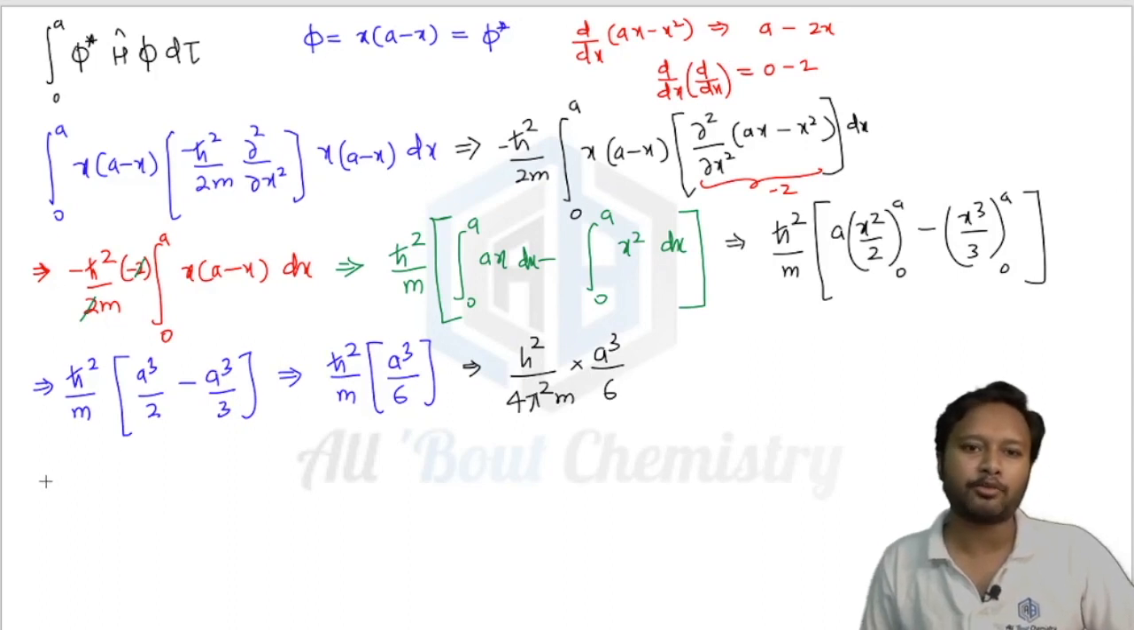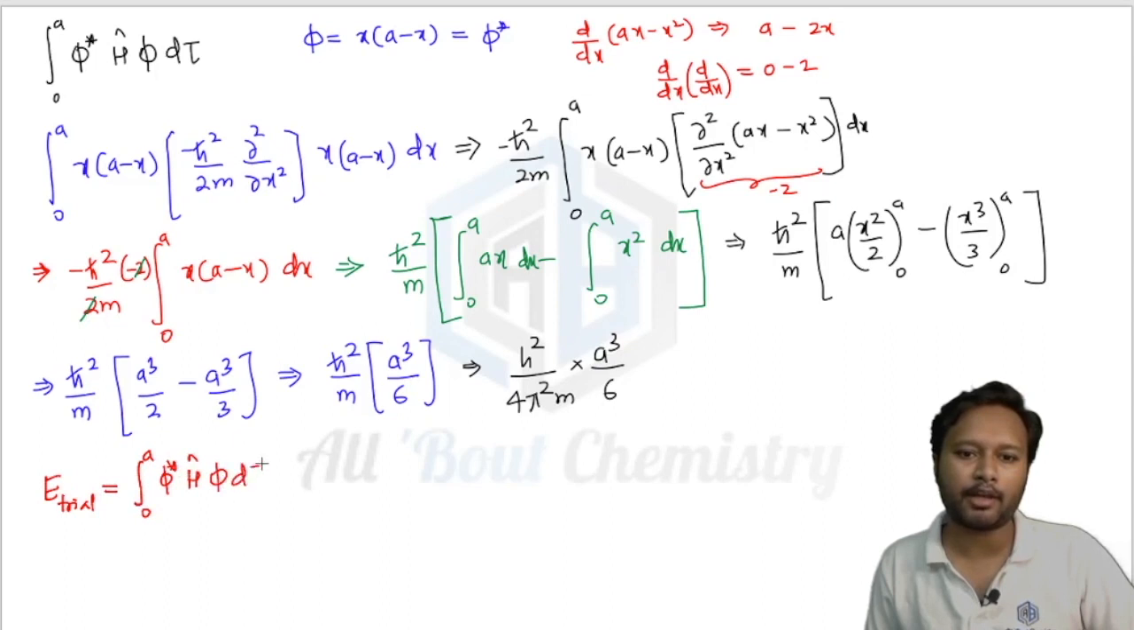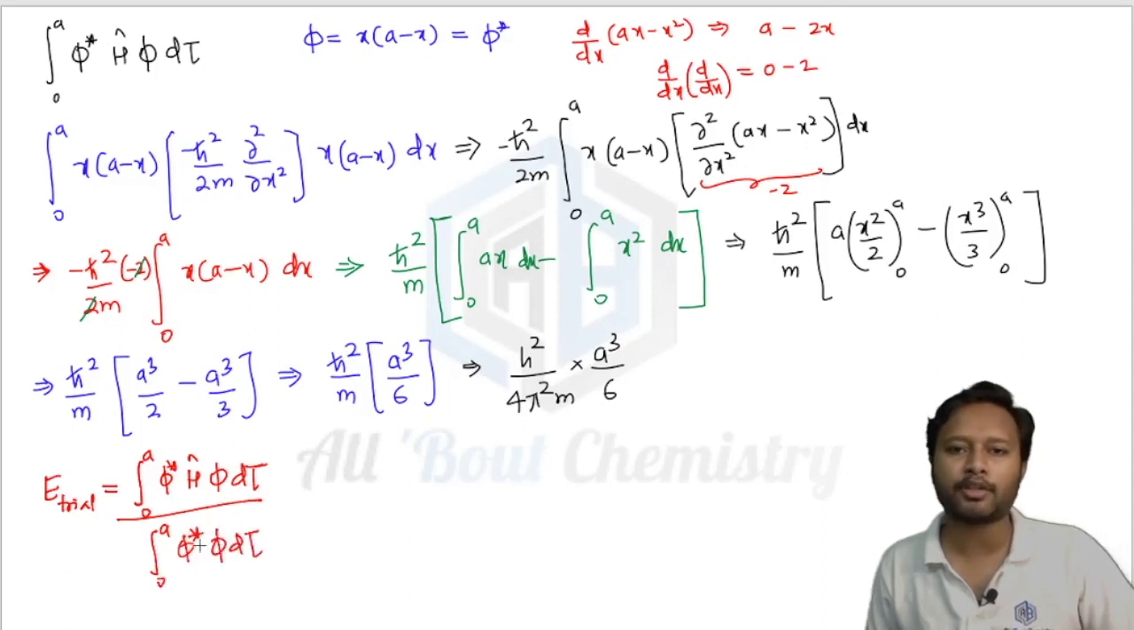The next part is to calculate the E trial, total E trial value, right? And that was actually equal to the integral from 0 to a of phi star h phi d tau divided by the integral from 0 to a of phi star phi d tau. That was the actual formula to calculate energy. So we have done the numerator part.